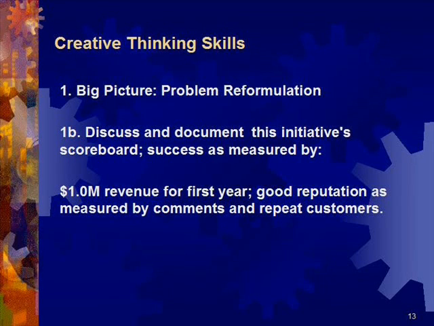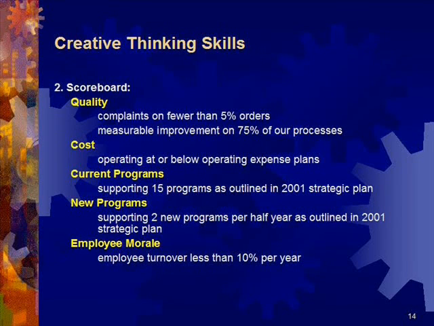What is this idea going to accomplish? So in this case, $1 million of revenue for the first year. Good reputation is measured by comments and repeat customers. This second step, often called a scoreboard, can be just as detailed as you need it to be.